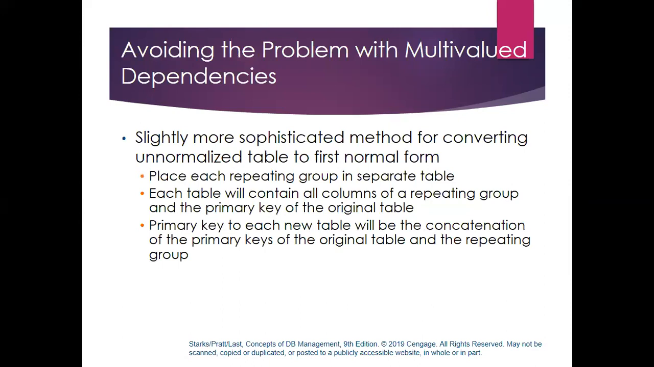To do this, place each repeating group in a separate table. Each table will contain all the columns of a repeating group and the primary key of the original unnormalized table. The primary key to each new table will be the concatenation of the primary keys of the original table and the repeating groups.